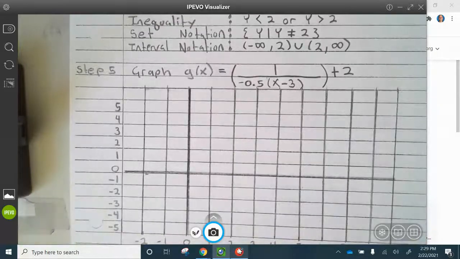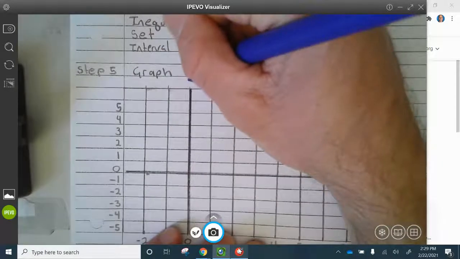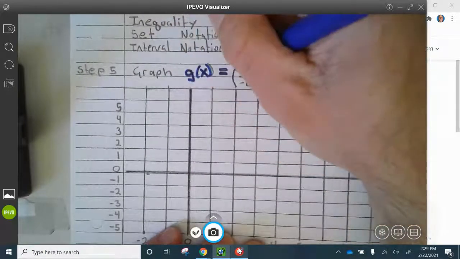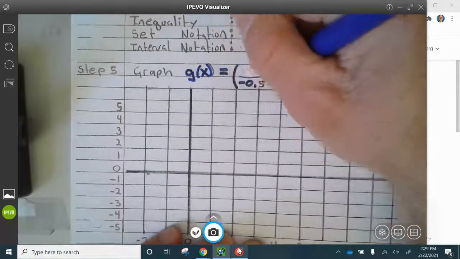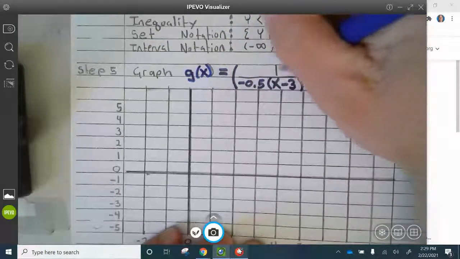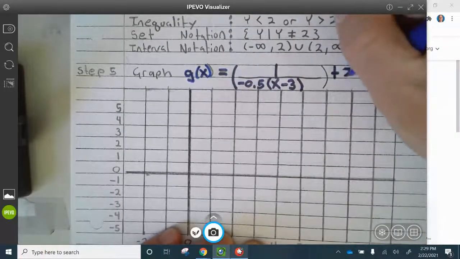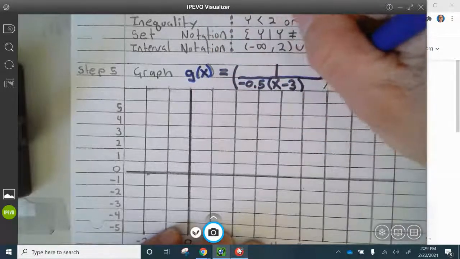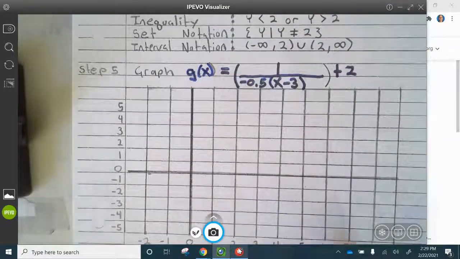All right, so first off, we ask ourselves, what do you subtract from 3 to give you 0? The answer to that is x equals 3. And then the plus 2, y equals 2. So those are your asymptotes, okay? So x equals 3. And then y equals 2.